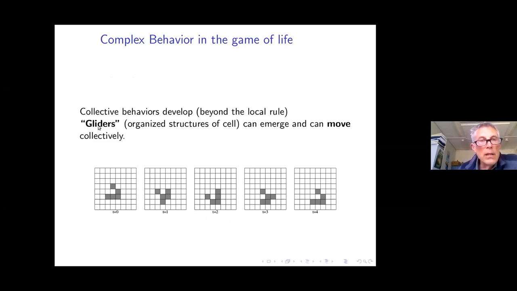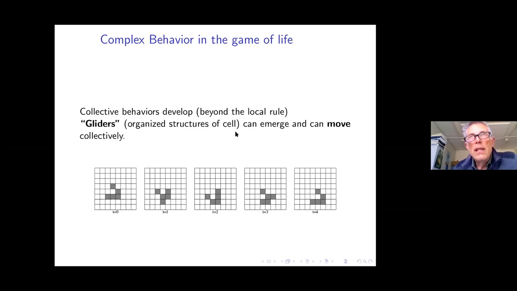Gliders are just an organization of cells. From this specific organization, if you follow four time steps, four evolutions of this very simple rule, where you give birth if there are three neighbors, and you die if you have fewer than two or more than three neighbors, you see that such a structure after four iterations is the same as itself, but it has moved in space.